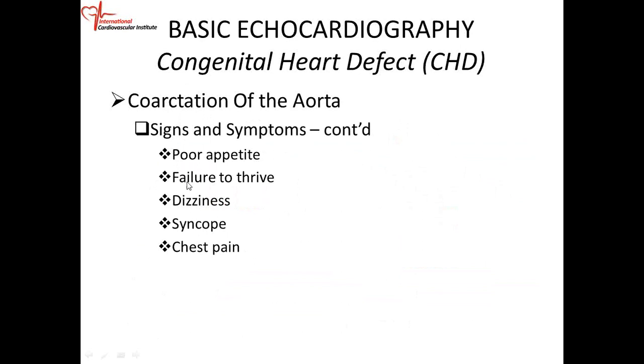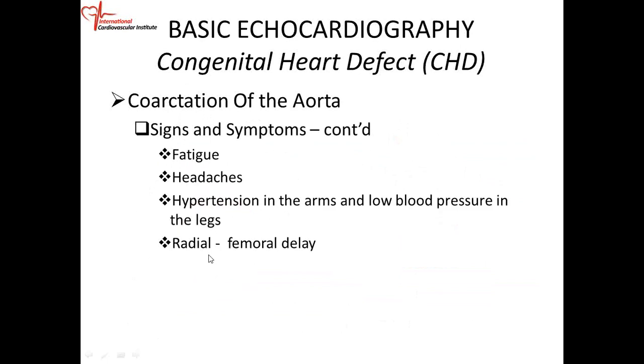Again, poor appetite, if it's a significant obstruction, failure to thrive, especially in kids. If it's significant, they're not going to grow appropriately. If it's significant, dizziness, syncope, they can pass out, and they can get chest pain. Okay, fatigue, headaches because of the increased pressure, hypertension in the arms, so high blood pressure in the arms, low pressure in the legs. Okay, and then the radiofemoral delay because of the obstruction in the descending aorta. The blood flow in the descending aorta is going to be low and delayed.